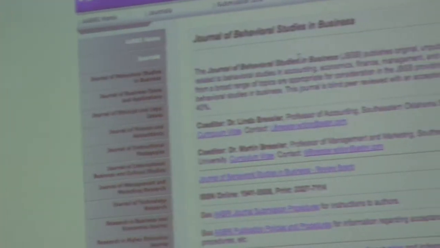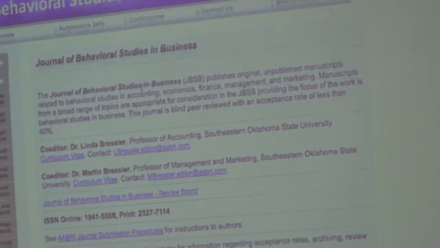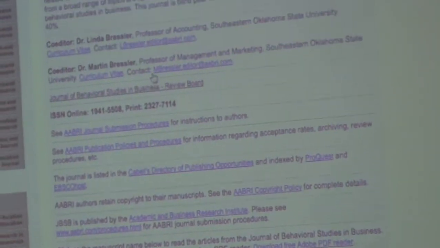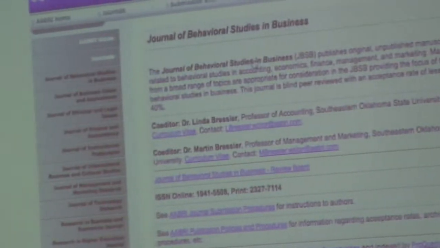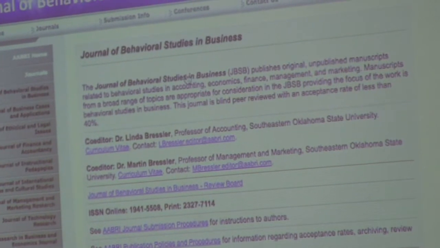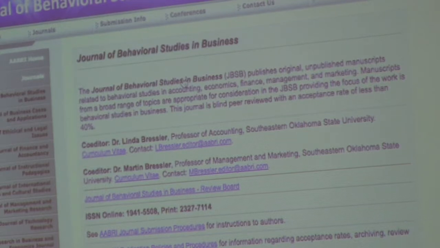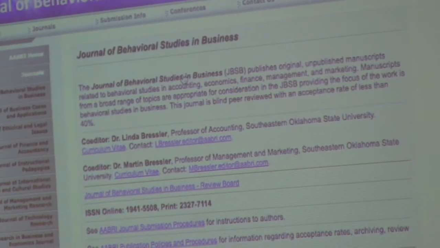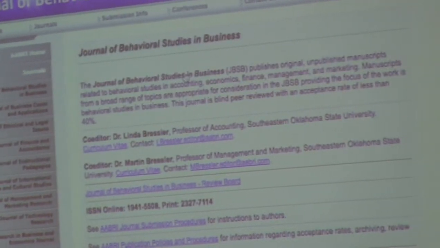I'll show you a negative example. This is the Journal of Behavioral Studies in Business. Now, right off the bat, I could see that the web page looks like it's from the 90s. It doesn't look like a super sophisticated platform. I've seen web pages like this where the editor has an AOL account for their email.